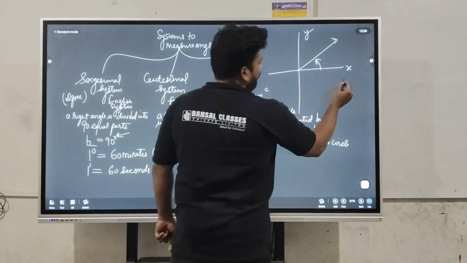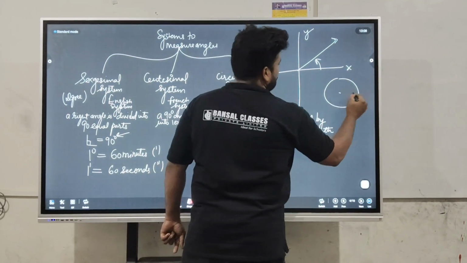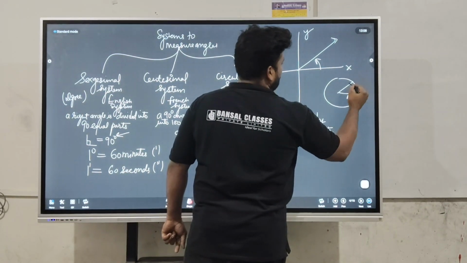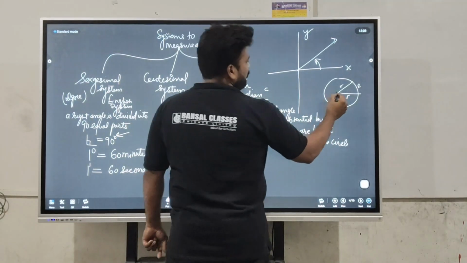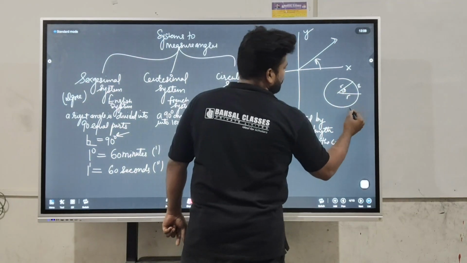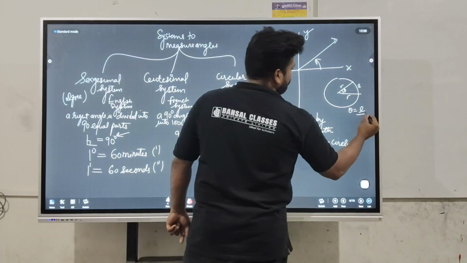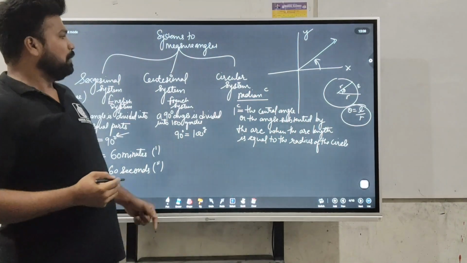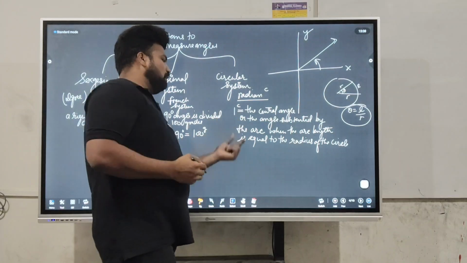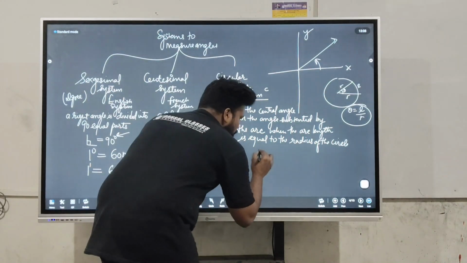Okay, so if I take this as a circle, this is the radius r, and this is also a radius. This is the r line. This is angle theta. Theta is equal to L by r. You can also write this equation. So 1 radian.